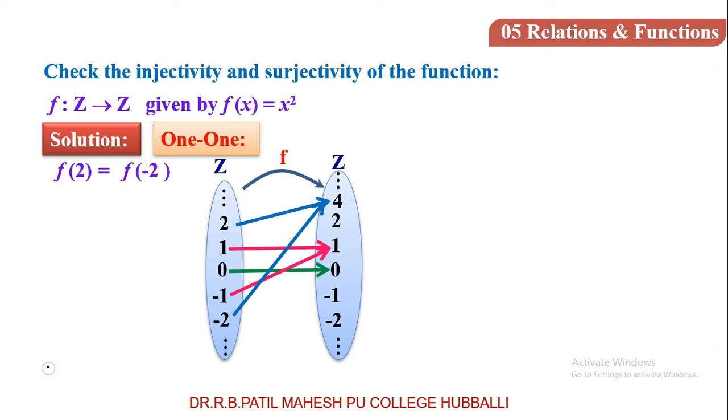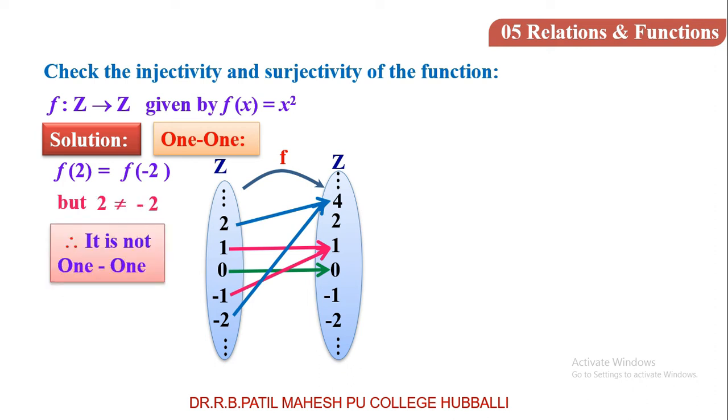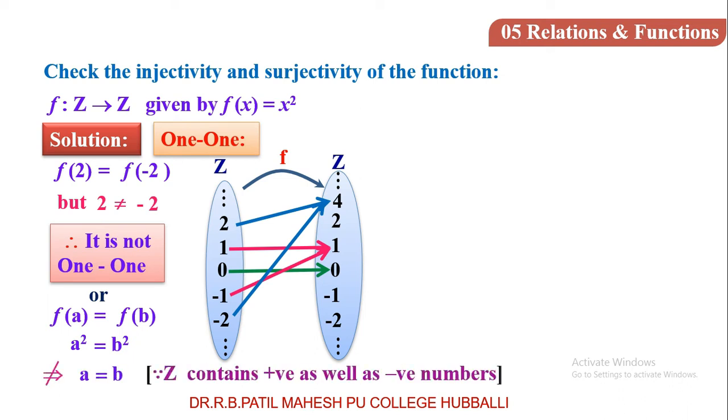But the elements are not equal. 2 is not equal to minus 2. Therefore, this is not one-one function. We'll go for onto. Or you can just write it in general: f of a is equal to f of b, a square is equal to b square, does not imply a equal to b, because Z contains positive as well as negative numbers.